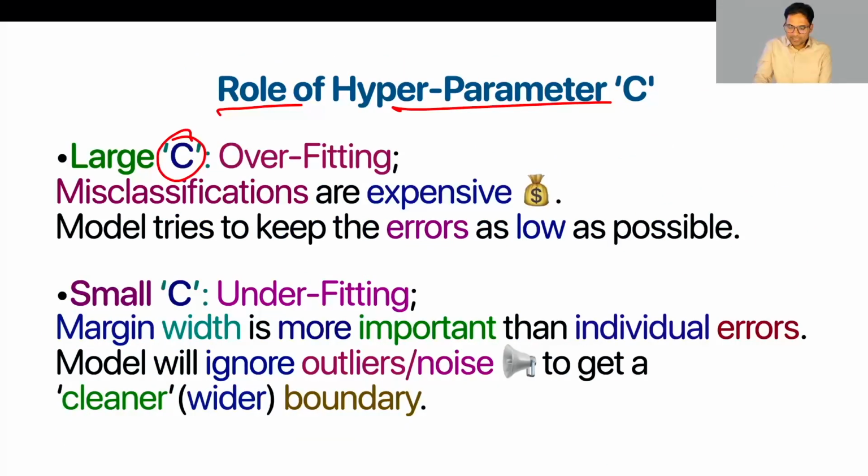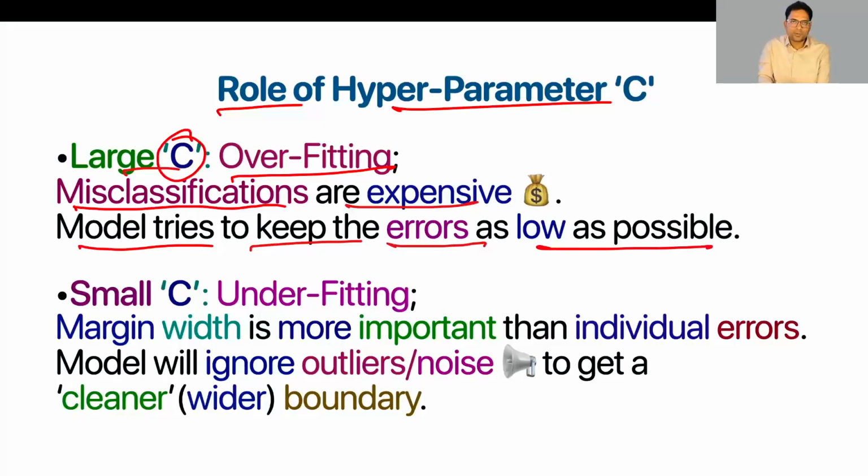So that's what it says: if C is very large, misclassifications are expensive, and the model tries to keep the error as low as possible. I'm trying to make the error 0 for all the data points, meaning I'm fitting to all the noise, everything. So that's your overfitting. And in the converse way, if I have a small C, it means underfitting.